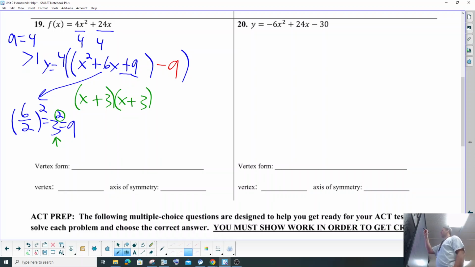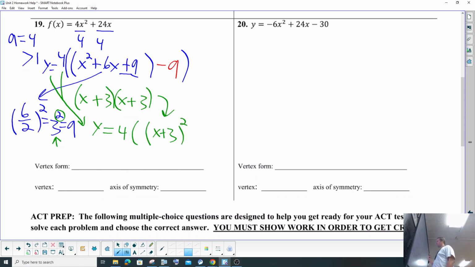Good. So now we're going to bring down our equation. What do we have now? We have y equals, bring down the 4, bring down the parentheses, and bring down the other parentheses. And then how many x plus 3's do we have? We have 2 of them, so we have to write it as squared, remember? So we're going to do x plus 3 all squared, like that. Good. And then we bring down the negative 9. Now notice I kept in the parentheses there, so we're not quite done yet.